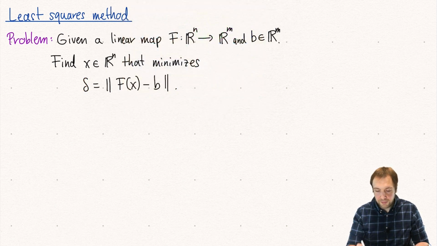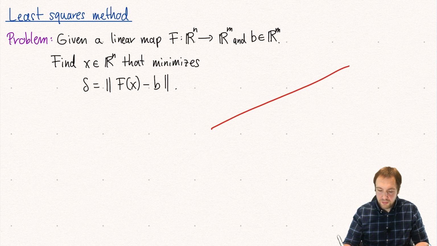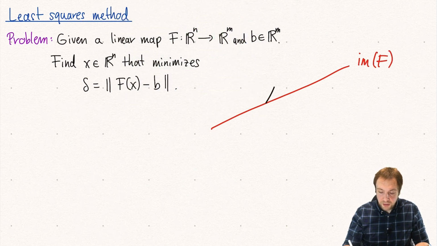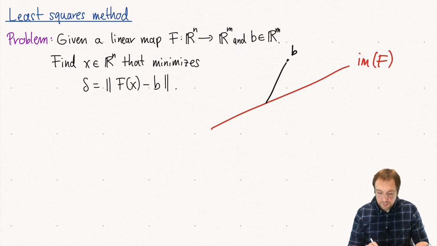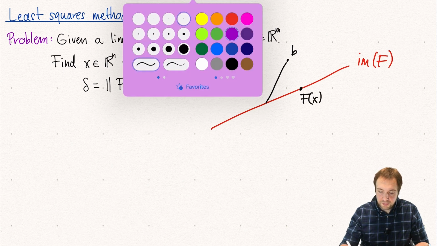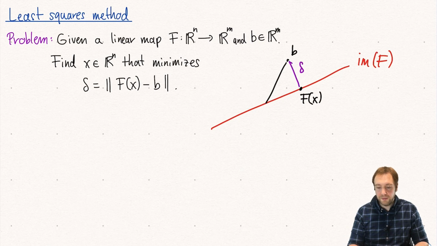And this is the image I already drew 2 times. So if this is the image of f, or the image of the corresponding matrix A, and we start with some vector b, then we want to find an x such that the difference between b and f of x is minimal. So for any x we get a point here on the image of f, but we want to find in this case this one here with a minimal distance. So this distance here will be our minimal delta.